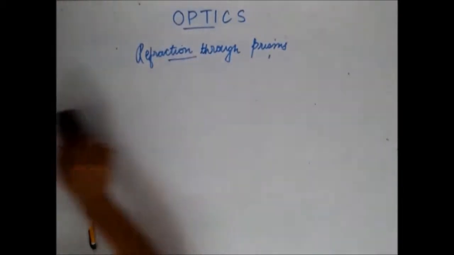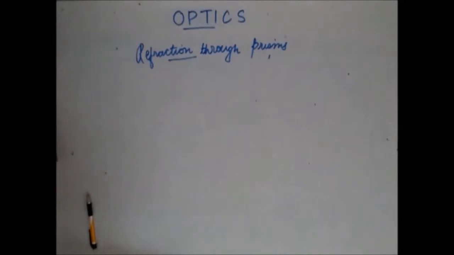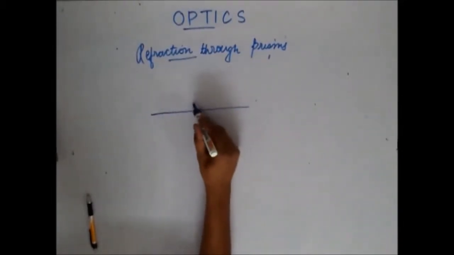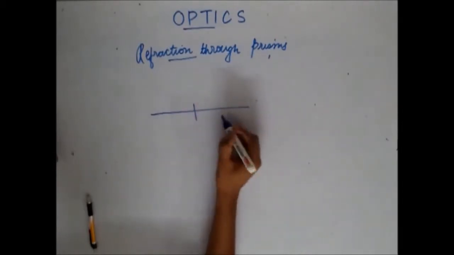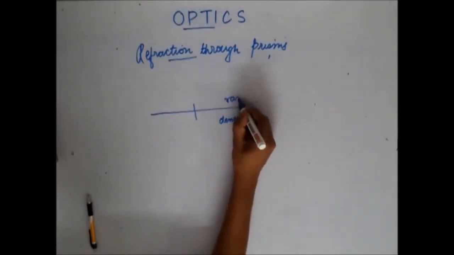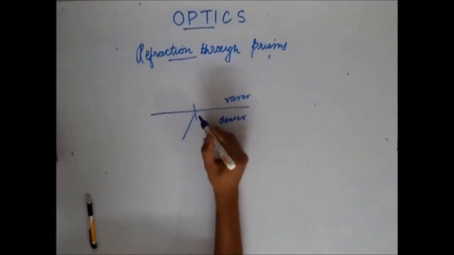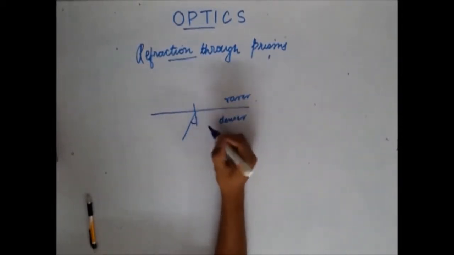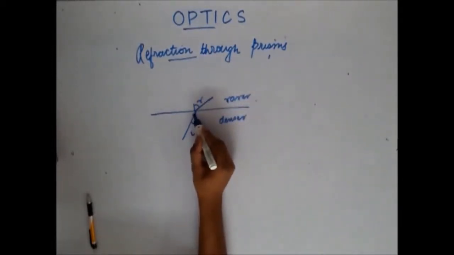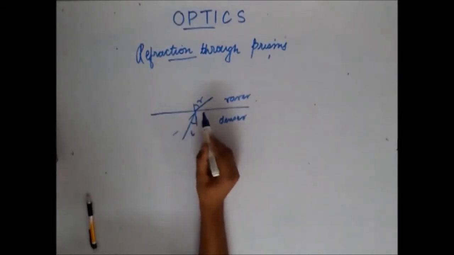Do you know what total internal reflection is? Total internal reflection is when light moves from denser to rarer medium. This is the angle of incidence, this is the angle of reflection, right? Now if you keep increasing the angle of incidence, at some point what happens?